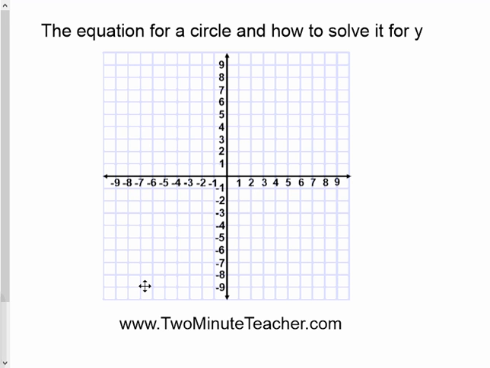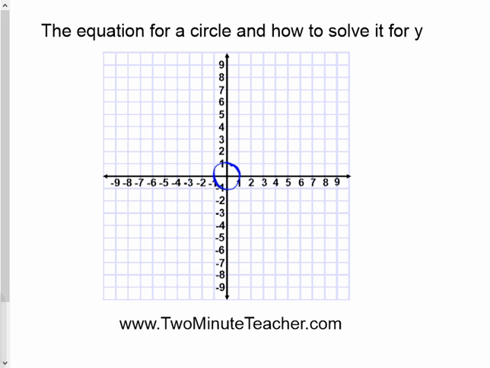So in this video, we're talking about the equation for a circle, and then once we've got that in standard form, how to solve it for y. All right, so first of all, here is a circle that has a radius of 1. And that's the simplest circle. So let's write an equation for that.